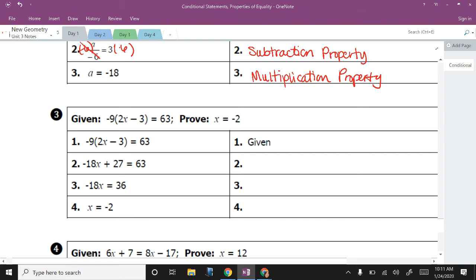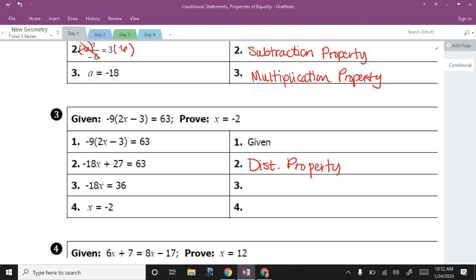So what did they do from step 1 to step 2? Distributed. So I'm going to write distributive property. And I'm going to abbreviate a little bit. That's okay with y'all, as long as you give me enough letters to tell me what it is. And then they had negative 18x plus 27 equals 63.